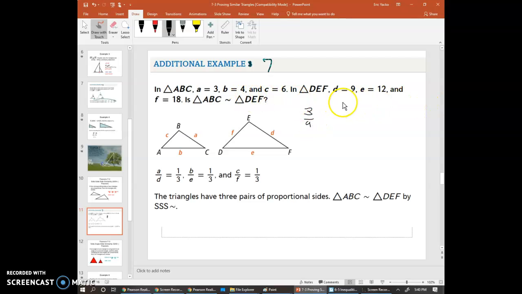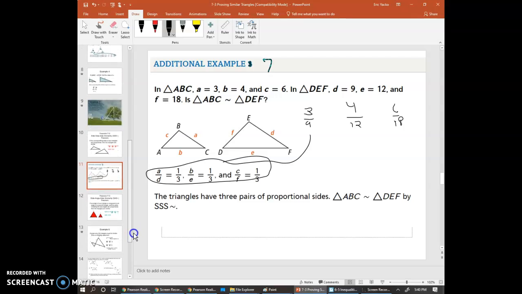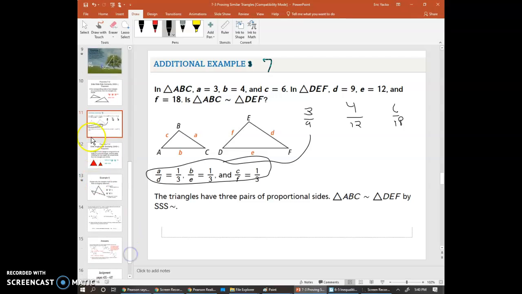The other ratio is 4 to 12, if we match up B to E, and the other ratio would be 6 to 18. So it looks like they might not be the same. But you've got to reduce them. If you reduce them, look at this. You see they all become 1 to 3. So we know that by side-side-side similarity, these are proportional triangles.